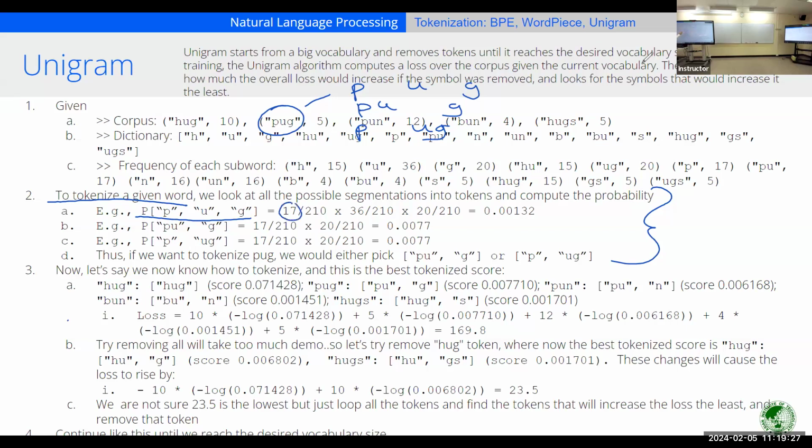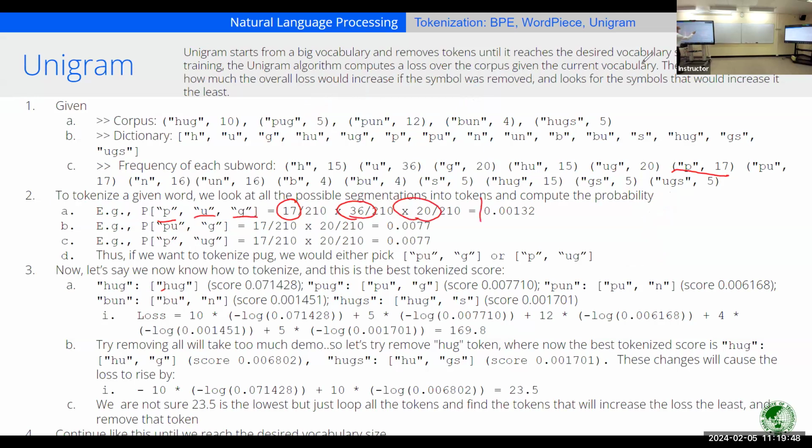So 17 comes from the P. I should change my color. Give me 1 second. So the 17 of P comes from here, right? And 210 is basically everything. And then U is 36 and G is 20. Then you get the probability. Higher is better. Higher is better.